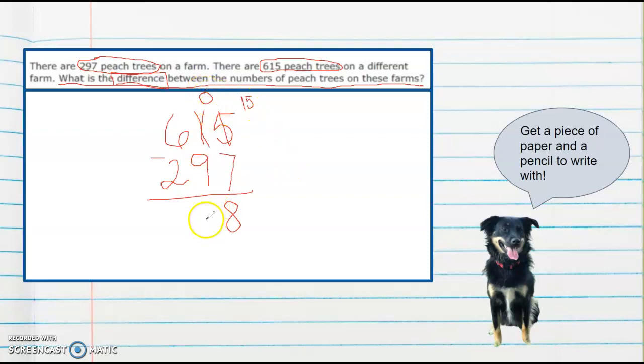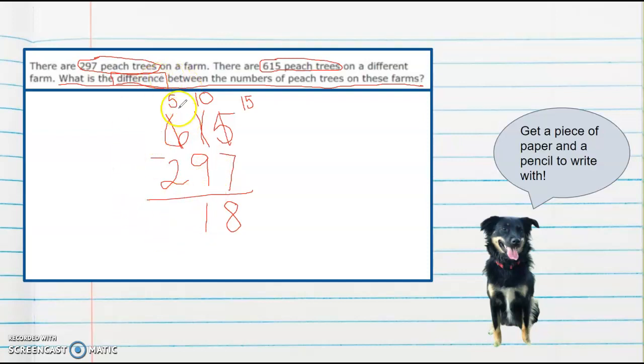Now I'm going to move to the tens place. 0 minus 9. If I have 0, I do not have enough to take away 9, so I need to borrow again. Remember, when you borrow, you're taking 1 away, so my 6 turns into a 5. The 1 that I borrowed from over here turns my 0 into a 10, and now I have 10 minus 9, which is 1.